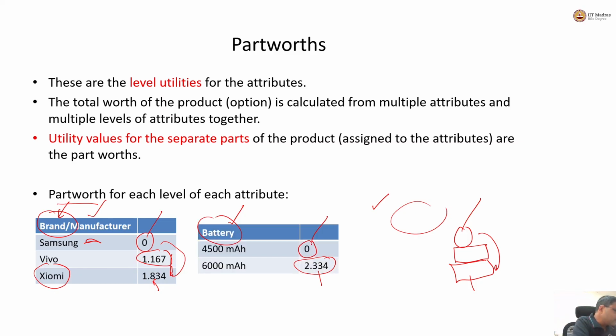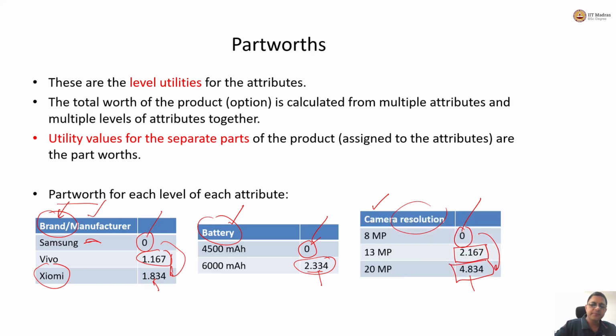Similarly, for battery, 4500 was the base level. The utility or the part worth went up by 2.33 units. Therefore, 6000 mAh was the most preferred level of battery capacity. Similarly, 4.83 was the marginal utility that is obtained if you switch to a camera resolution of 20 MP from 8 MP. 8 MP gives you a utility of 0. 20 MP gives you a utility of 4.83. So an increase of 4.83 units. So this is the most preferred level for this attribute.